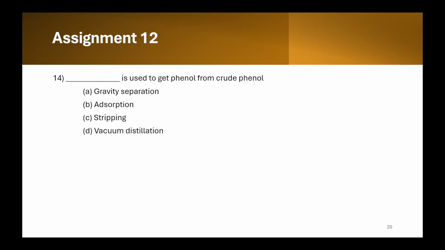Next question, dash is used to get phenol from crude phenol. So we saw in the flow sheet itself, from the acidifier, the crude phenol is formed here. And the top cut, this crude phenol, is taken into the distillation column, which operates at vacuum. So from here we get a purer form of phenol. Vacuum distillation.